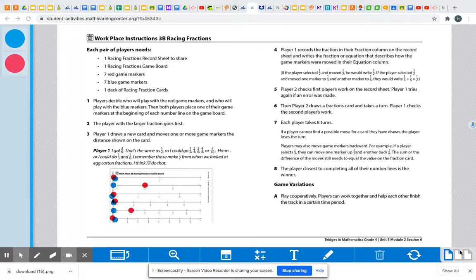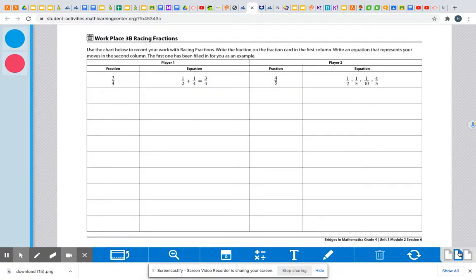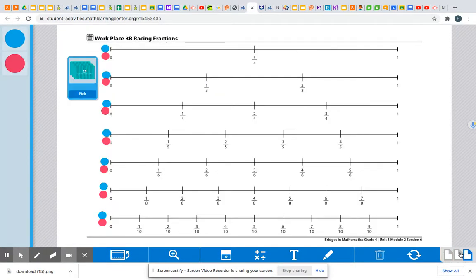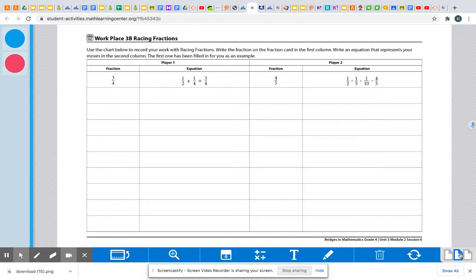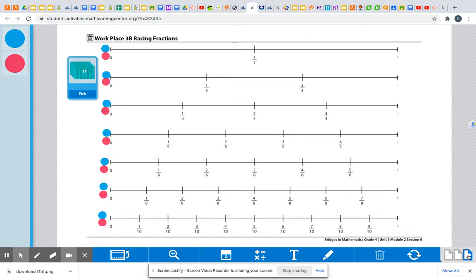You will need the game board, which is on the third tab over, and then you'll also need this record sheet. When you get your game board, you're going to set it up with someone at home to play with, and you're going to get the markers set at 0 for each number line. You'll notice that the number lines are divided into fractions. It starts with 1/2, moves to thirds, fourths, fifths, sixths, eighths, and then tenths. You'll also notice that there are some equivalent fractions that you can easily identify by using these number lines.